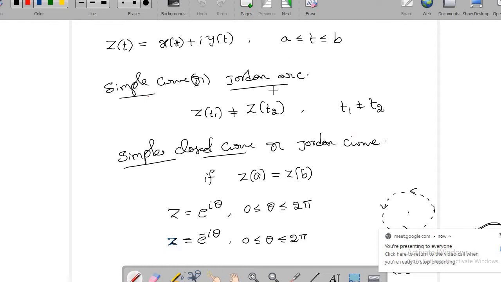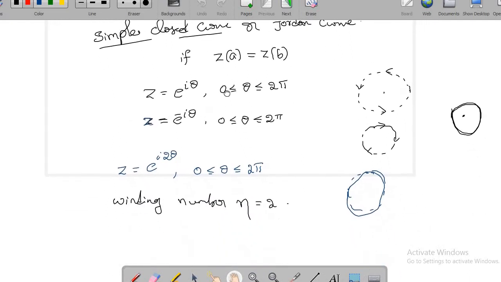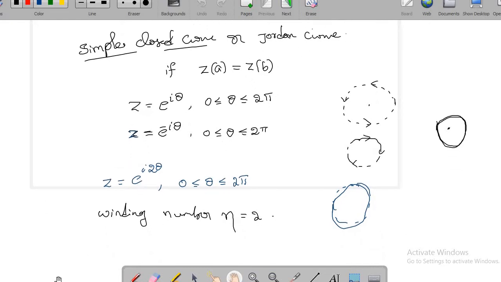And we saw what a simple closed curve or a Jordan curve is, which is a closed one and doesn't intersect itself. And we saw some examples here. And then I defined what a winding number of a closed curve is. It means how many circulations it took. That's what we call the winding number.